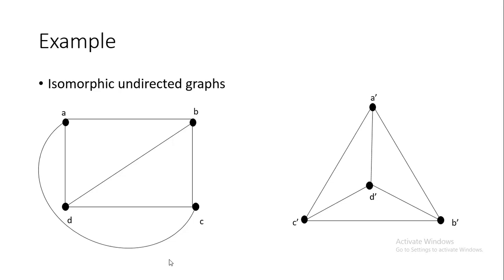See here in this example, in the first graph the AB edge is there, so the corresponding edge AB is also there in the second graph. Similarly, the BC edge is there in the first graph, so the corresponding edge BC is in the second graph also, which means there is a one-to-one correspondence between the first graph and the second graph. So here the condition is satisfied. We can call both these graphs isomorphic, but undirected graphs, because there is no direction, no directed edges.